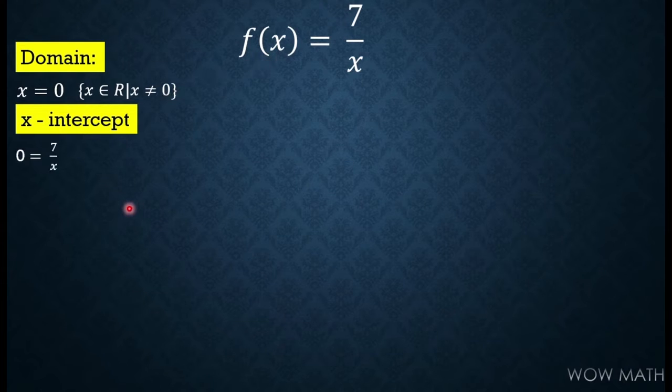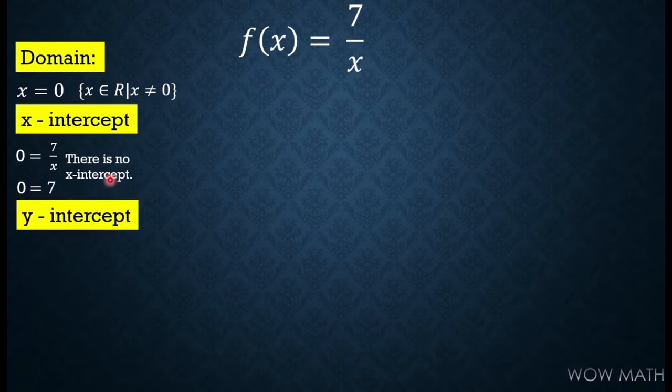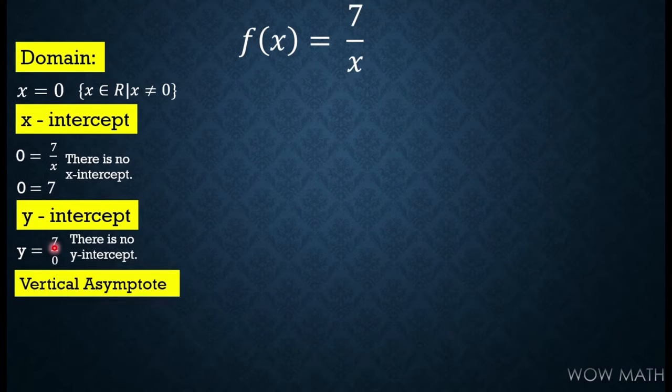And then next is the x-intercept. So 0 equals 7 over x, and 0 is equal to 7. To find the x-intercept, we cross multiply, and since 0 is not equal to 7, we have no x-intercept. Next is the y-intercept. Y is equal to 7 over 0, and so there is no y-intercept.